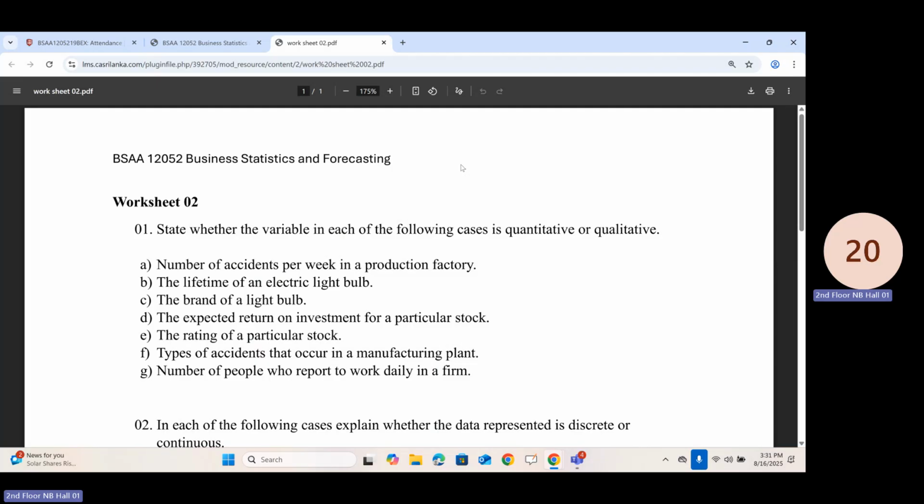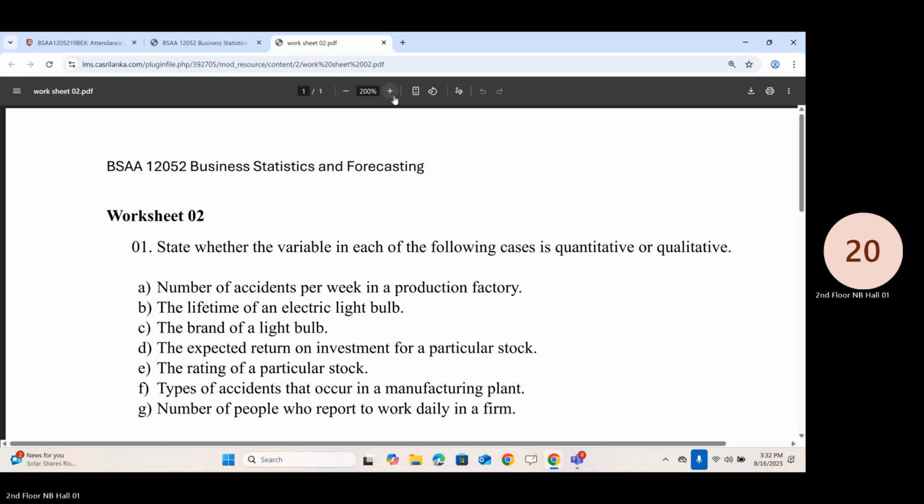All the summary measures and all the statistical tests are based on the type of variable and the levels of measure. Otherwise we cannot run any test for any variable. Based on the type of variable, we need to change the test. Now clear? Okay. Here, first question, there are 7 variables. You need to mention whether each is quantitative or qualitative. Hurry up.